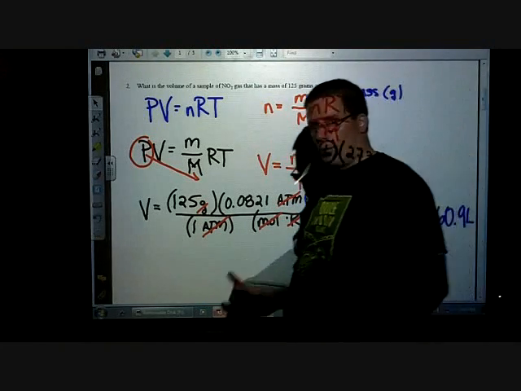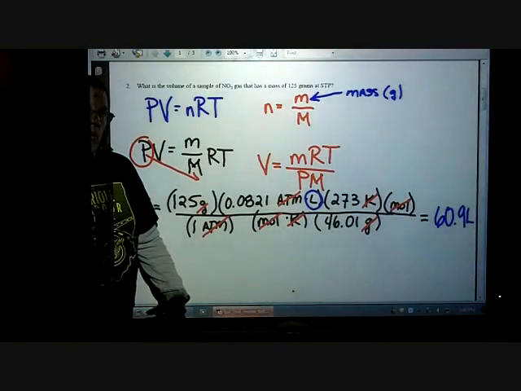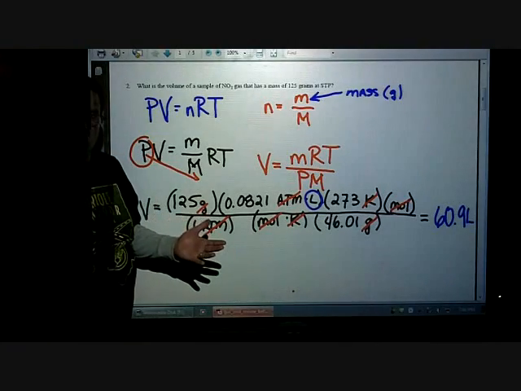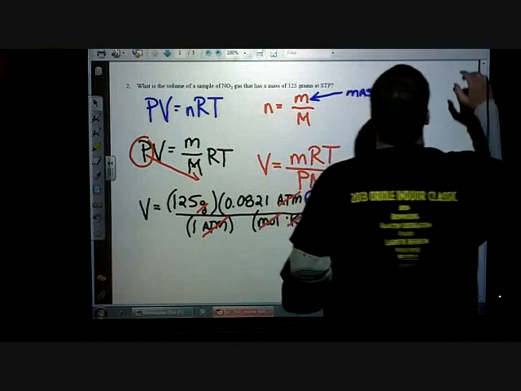So again, there are really 3 ways that you can work this problem out. I don't care which way you use, just as long as you're showing me your whole process. Let's take a look at number 3.